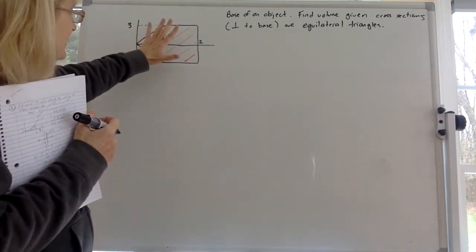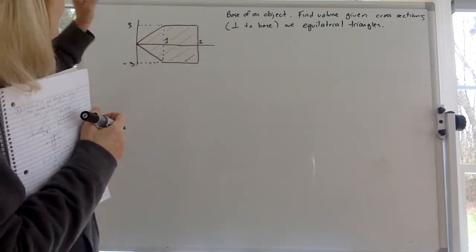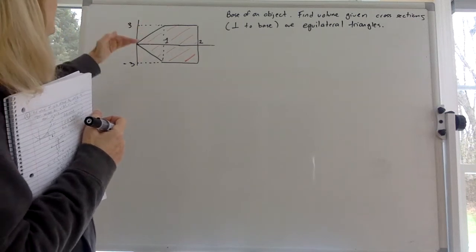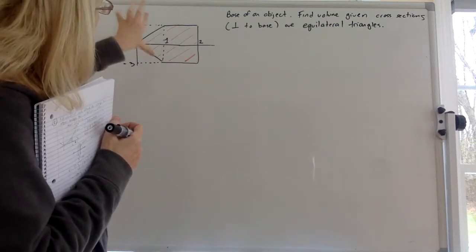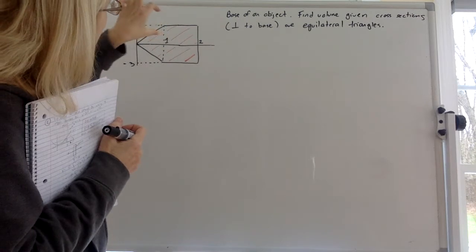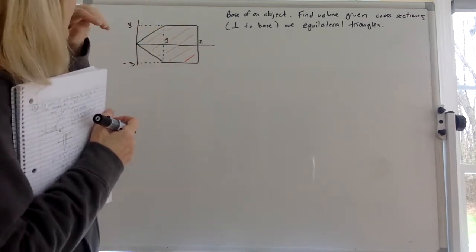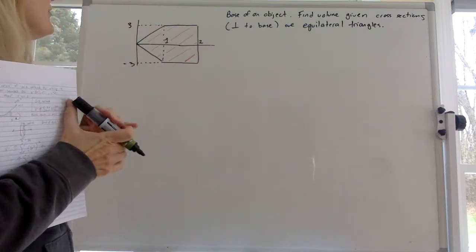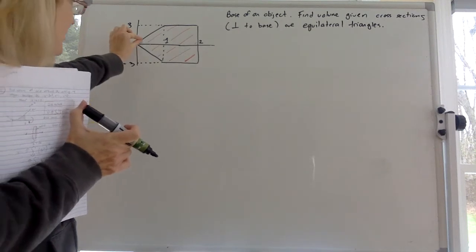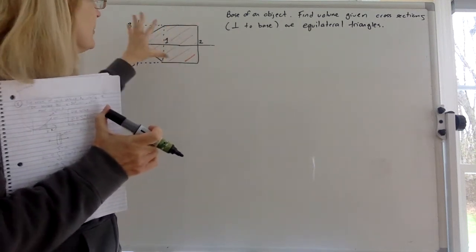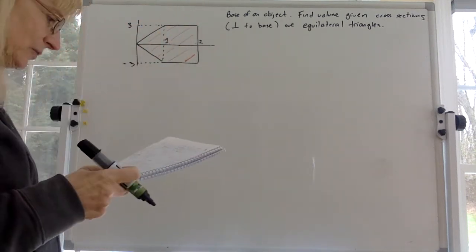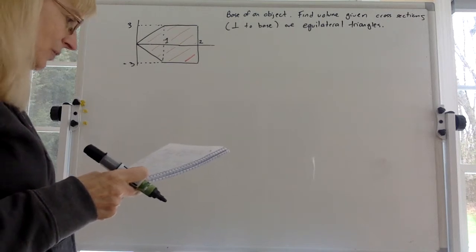Think of it, this is the base of an object. It's coming out at you, and what's coming out at you? Equilateral triangles are coming out at you, coming out at you, coming out at you, like that, right? So we have to find the volume of this bunch of equilateral triangles going across as we go from left to right.